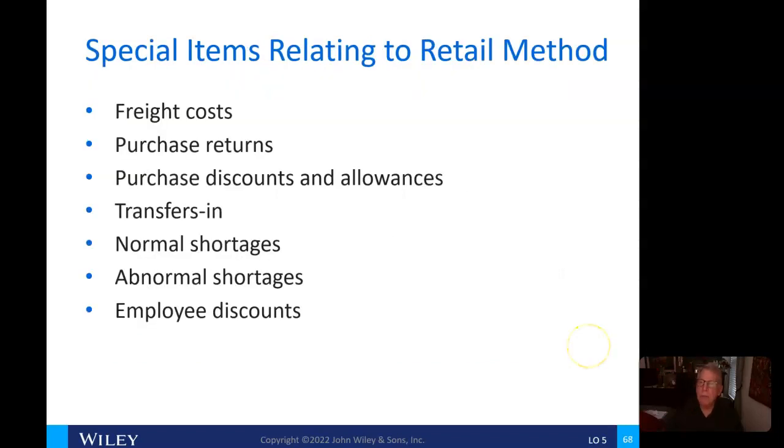All right, special items related to retail method. We have several of them here: freight costs, purchase returns, purchase discounts and allowances, transfers in, normal shortages, abnormal shortages, and employee discounts.